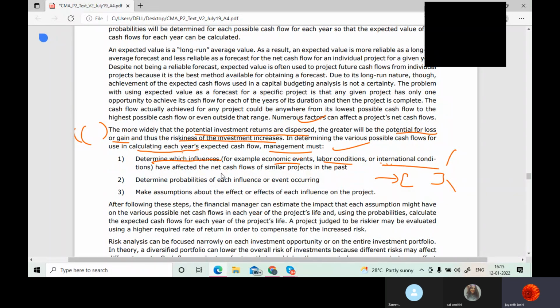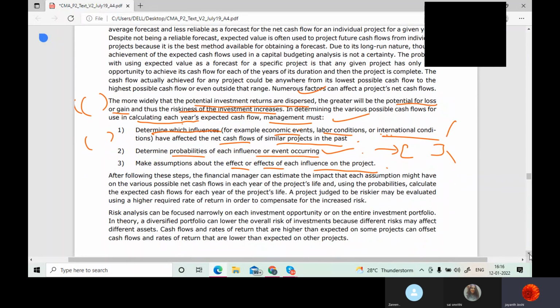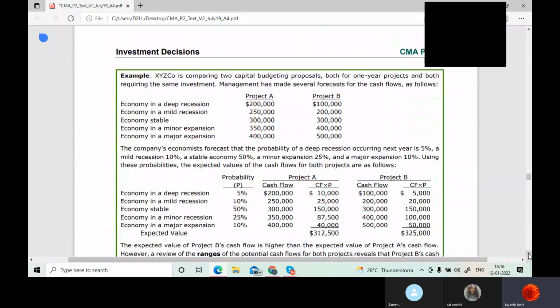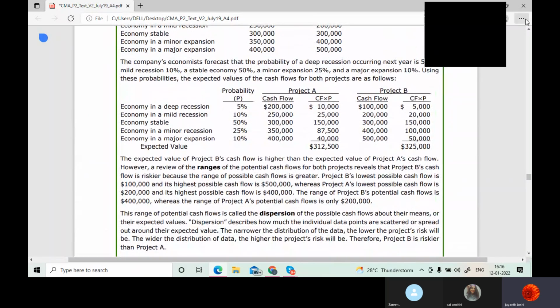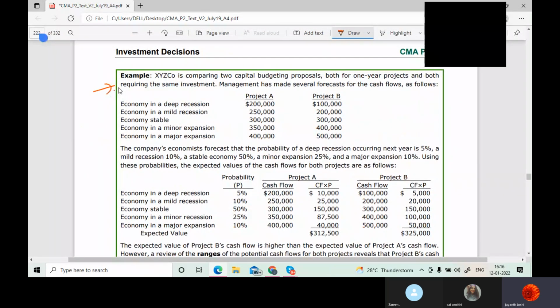And international conditions have affected the net cash flows of similar projects in the past. So you can keep track of various projects and what suffering they have undergone. Then you can see the probabilities of each influence or event occurring. That means the chances of all this occurring, and make assumptions about the effect of each influence on the project. Okay, so we will do that. We will take all this into consideration while doing this question. You can just go for this question.